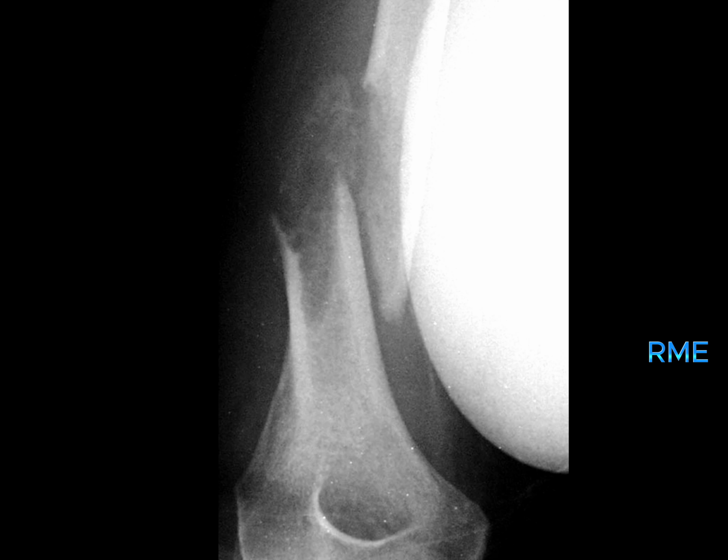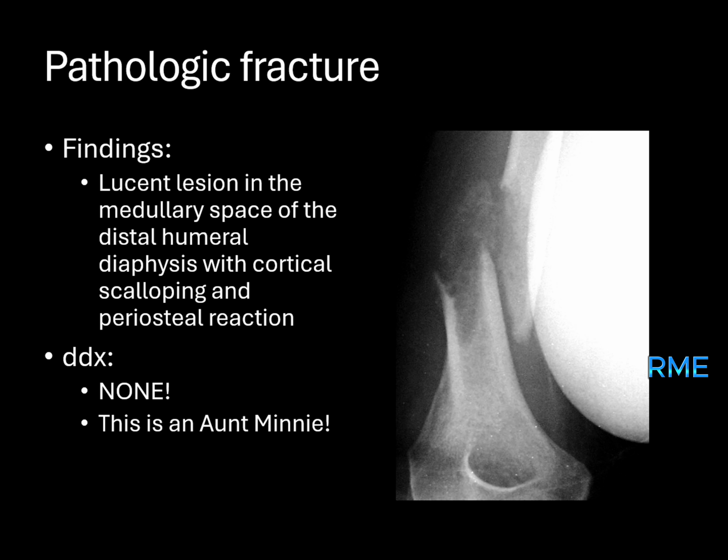What abnormalities do you notice in this image? This image shows a lucent lesion in the medullary space of the distal humeral diaphysis with cortical scalloping and periosteal reaction. This is indicative of a pathologic fracture. Differential diagnoses include none, as it's an Aunt Minnie.